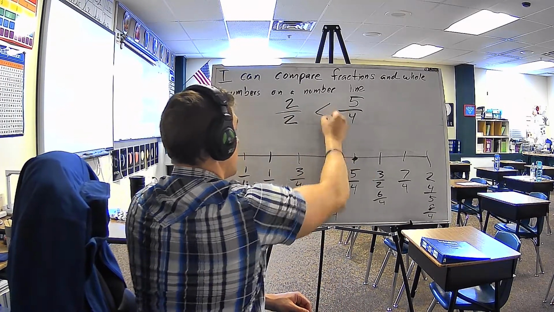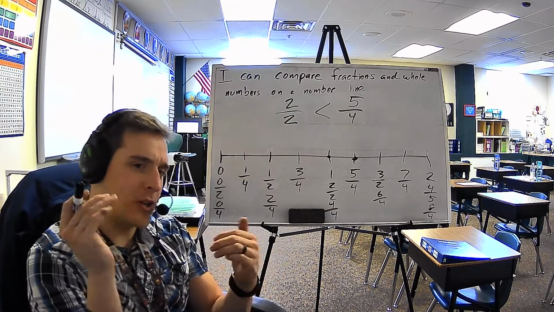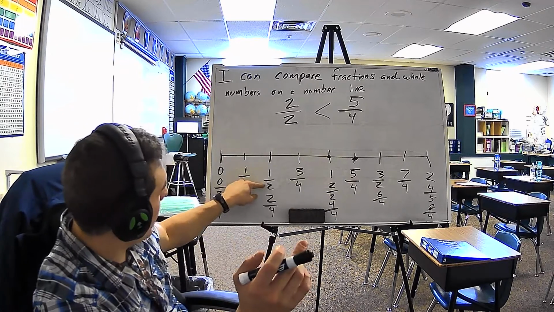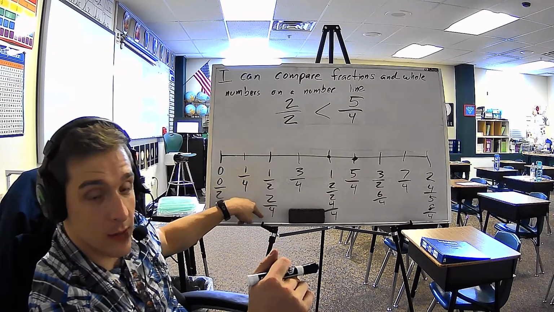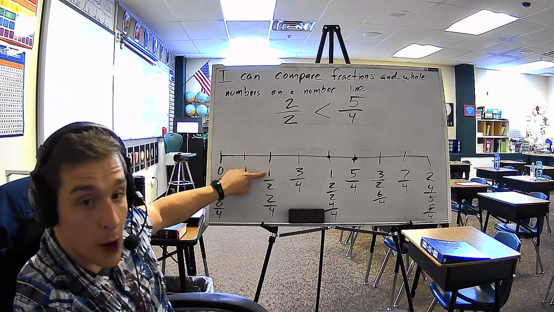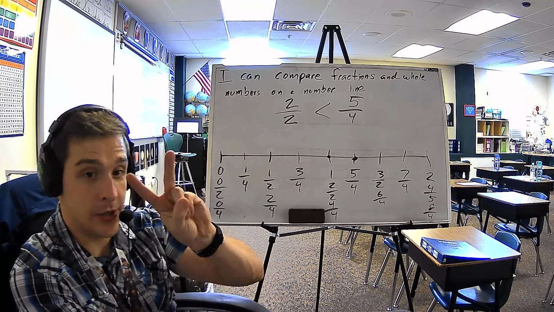So 5/4 is greater than 2/2. So there's overlap. Some fractions are equal to other fractions in certain scenarios. 1/2 is the same thing as 2/4. And there's a little cheat you can do to figure this out. How many ones do you need to get to 2? 1, 2. You need 2.